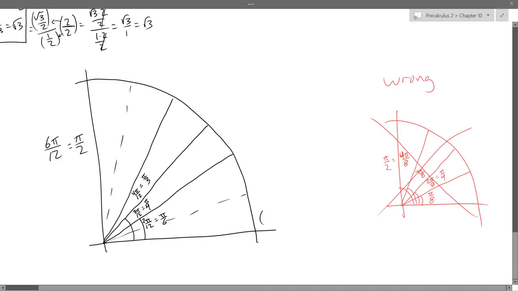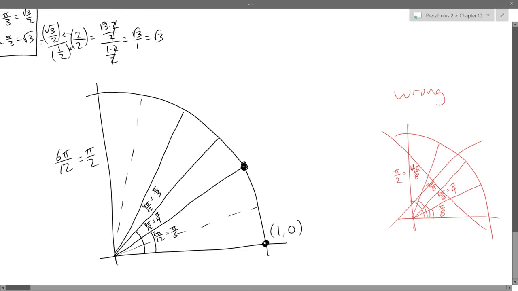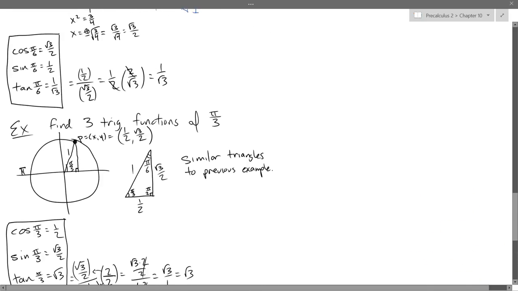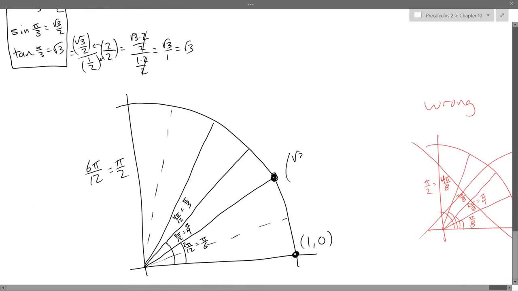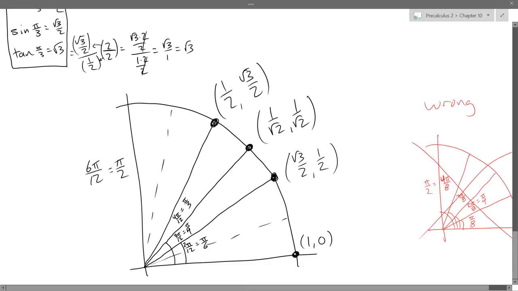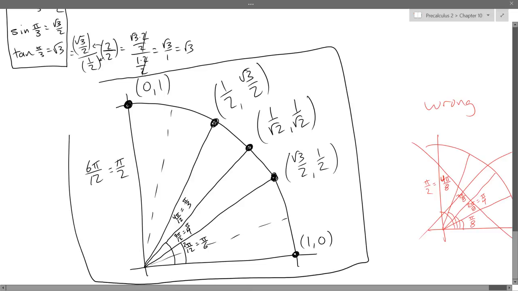All right, now we're going to label all the actual values. So the first, the easy one, is (1, 0). We're on the unit circle, so that's an easy point right there, (1, 0). And the next one, π/6. So π/6 is cosine √3/2, sine 1/2. The next one was π/4. It's the first one we did, (1/√2, 1/√2). Next point is here. That is (1/2, √3/2). And then the last point at the top is another easy one. This one is (0, 1). So we're going to put this in a box.